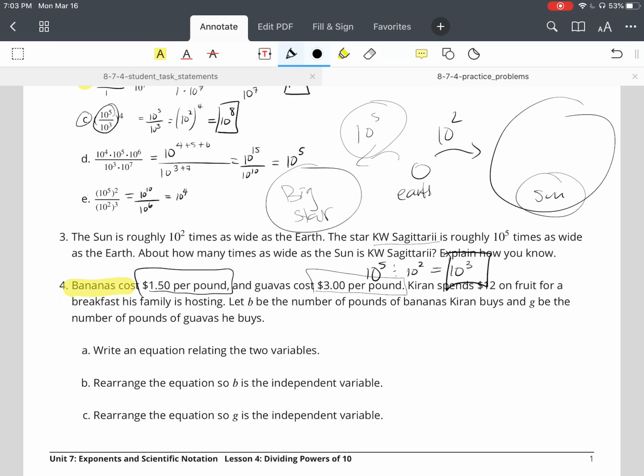Kieran spends $12 on fruit for a breakfast his family is hosting. Let B be the number of pounds of bananas Kieran buys and G be the number of pounds of guavas he buys. Write an expression relating the two variables.